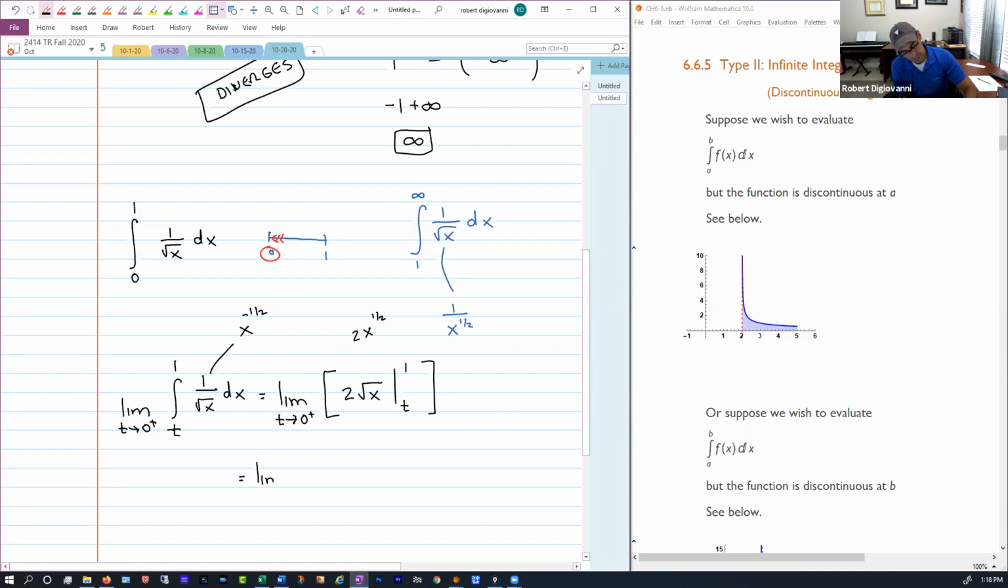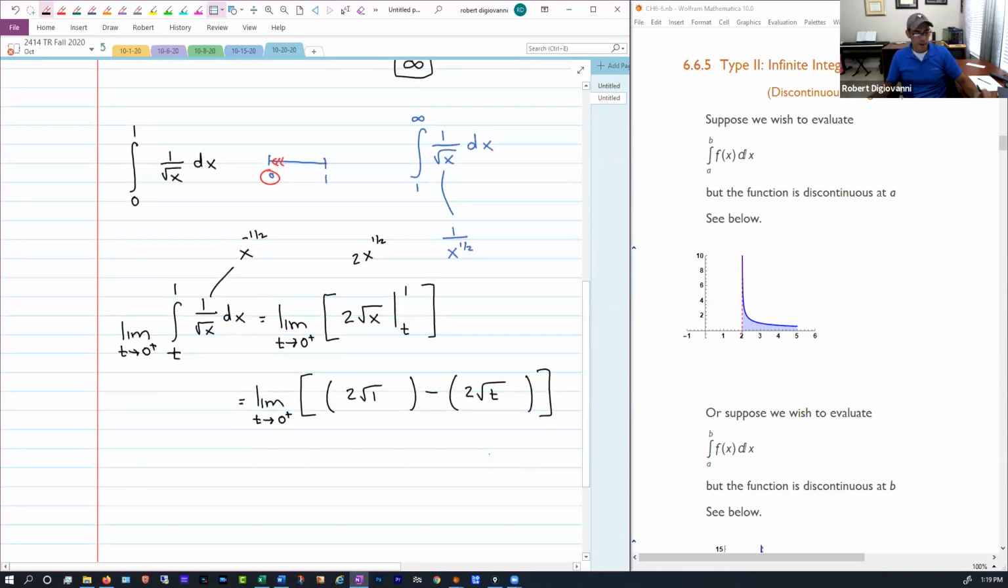Any questions? Plug in 1, plug in t. And now let t go to 0. That goes to 0. The square root of 0 is 0, right? So this thing goes away, and all you're left with is 2, which means it converges.